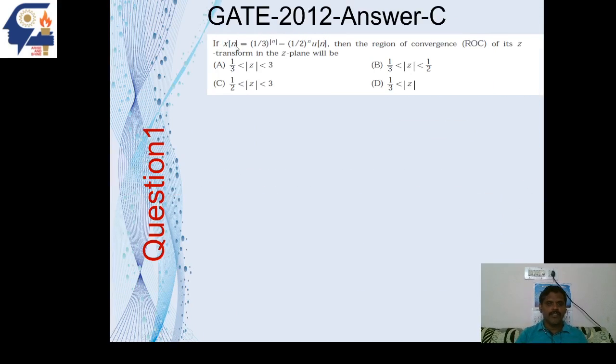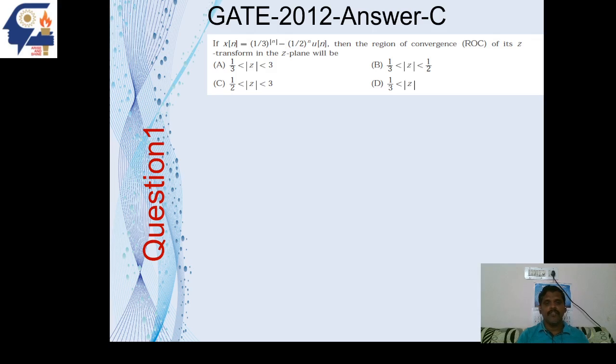They are given x of n equal to (1/3)^|n| u of n. Not that, it is (1/3)^|n| u of n minus (1/2)^n u of n. This is the causal sequence. Causal sequence, but it is not a causal sequence. Mod n we can write as mod n equal to plus n when n is positive, and mod n equal to minus n when n is negative. That concept I am going to use.